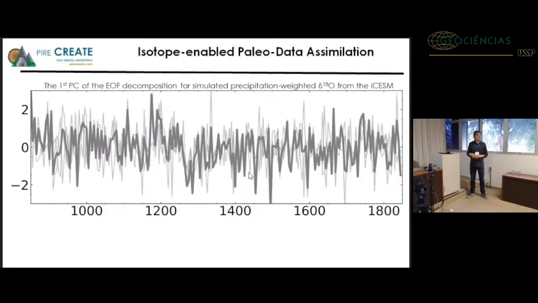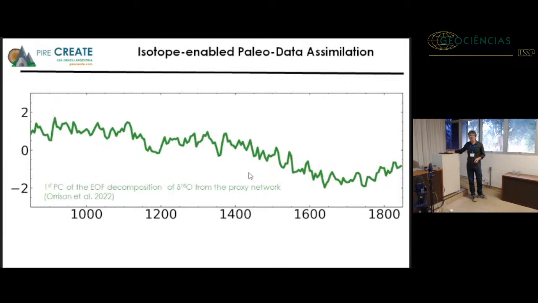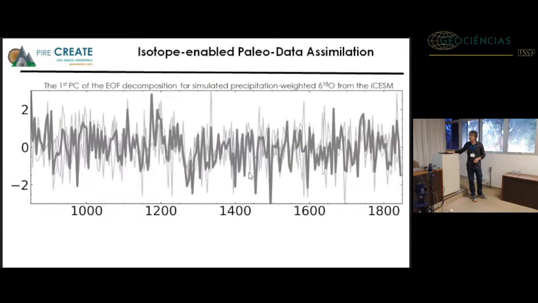If we take iCESM and plot over the same region what the model produces, these are three different ensemble members. The black gray line is the mean. You can see it shows nothing like that. Just a lot of variability, noise as I would call it, flickering, but no low frequency component whatsoever. It's missing.